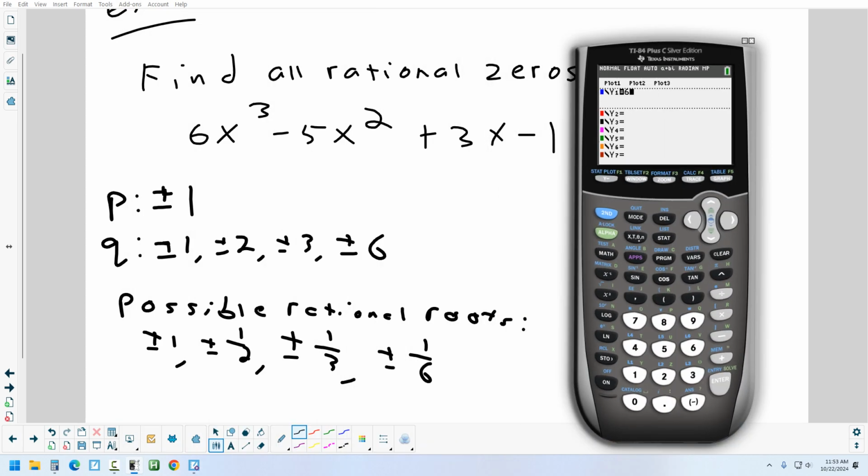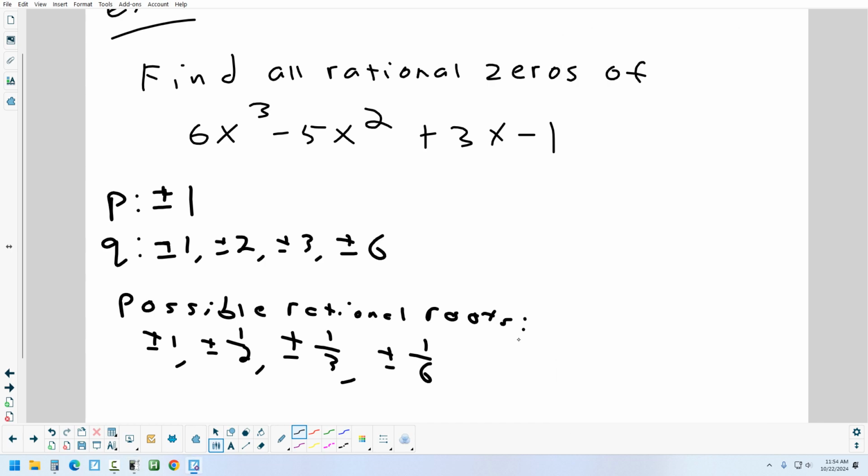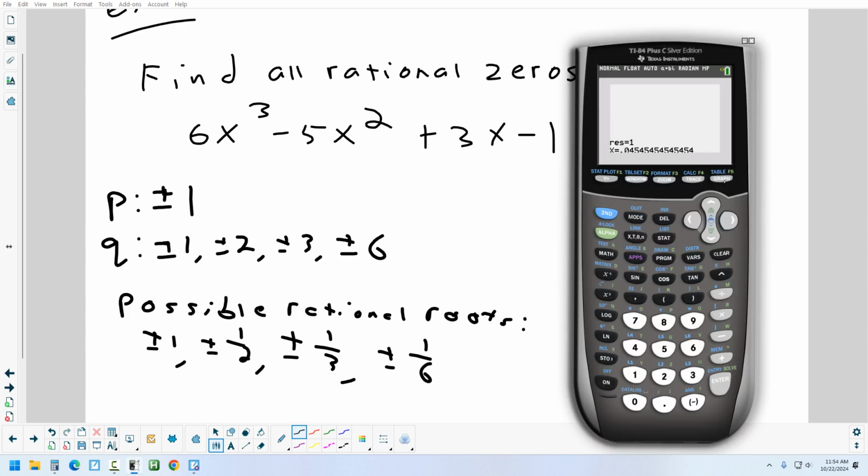Okay, so we've got 6x cubed minus 5x squared plus 3x minus 1. And since I know all my roots are between negative 1 and 1, I'm going to zoom in a little bit between negative 2 and 2. If the graph goes off the screen, I don't care about that. All I care is, can I see where it crosses the x-axis? Can I see the roots? So let's hit graph. And out of those 8 numbers, which one looks reasonable?